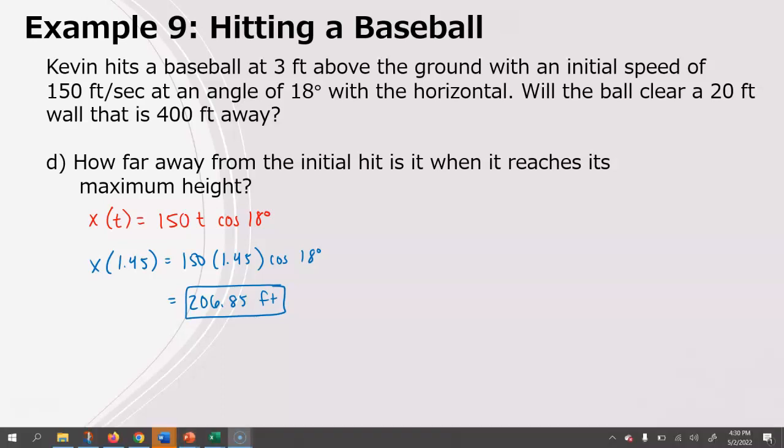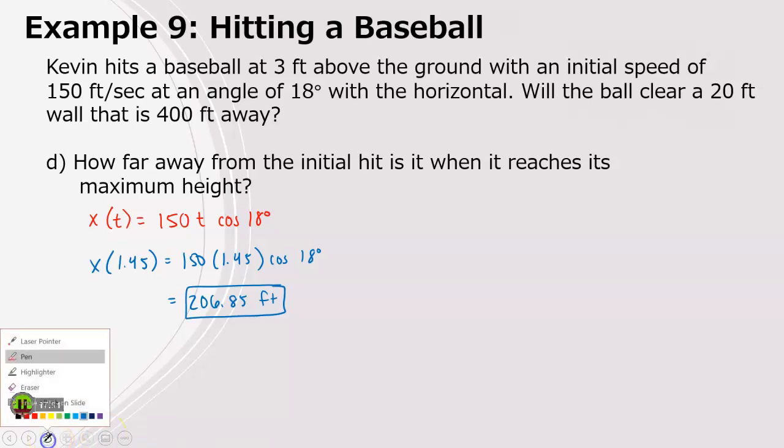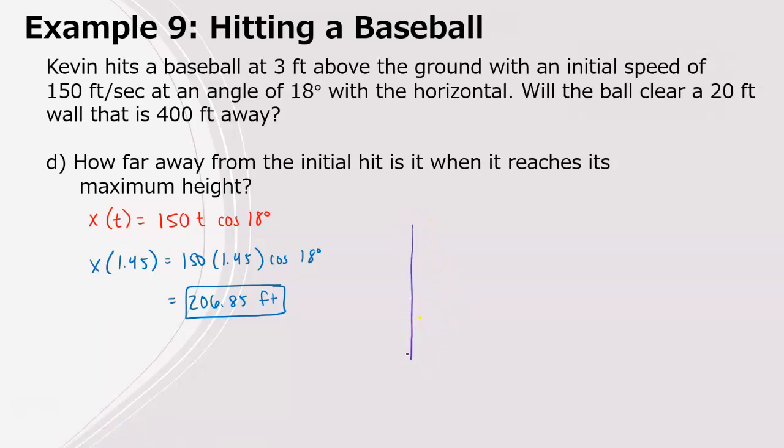Even though it doesn't ask us to do this, let's go ahead and sketch the shape of the parabola we're working with so far. So let's see what we know. Let's say this is the trajectory the ball would have traveled. This is where it's hit, from a height of 3 feet.